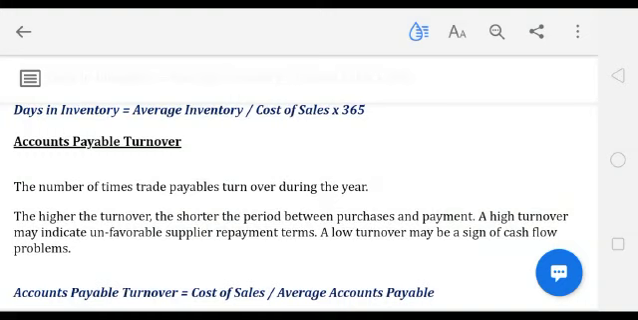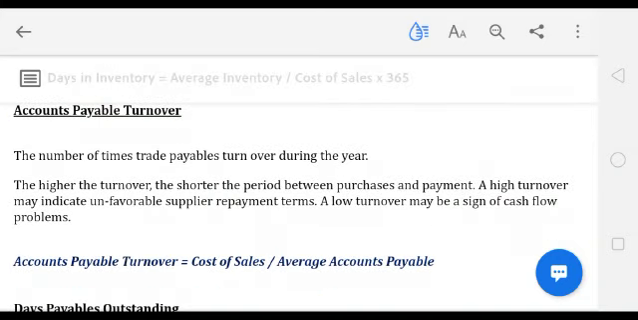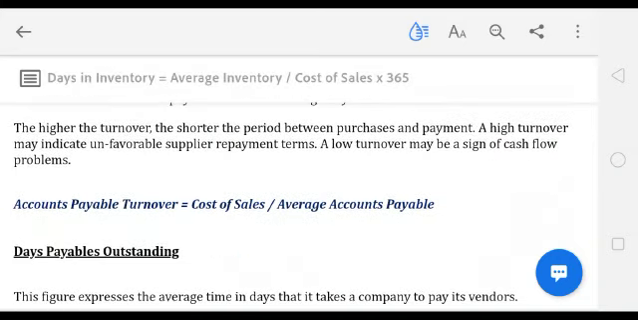Accounts payable turnover. Now we come to accounts payable turnover, the number of times trade payables turnover during the year. The higher the turnover, the shorter the period between purchases and payment. A high turnover may indicate unfavorable supplier repayment terms. A low turnover may be a sign of cash flow problems. The formula for calculating accounts payable turnover is dividing cost of sales by average accounts payable.